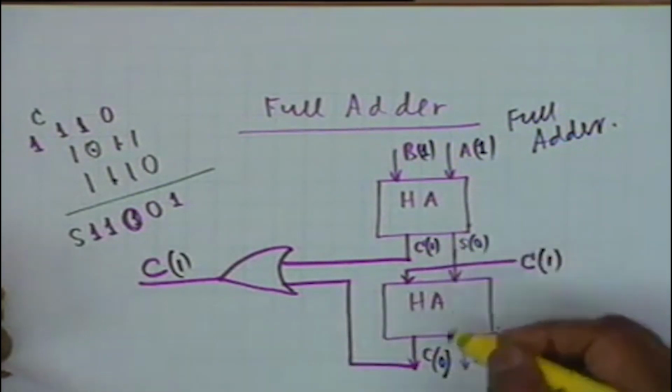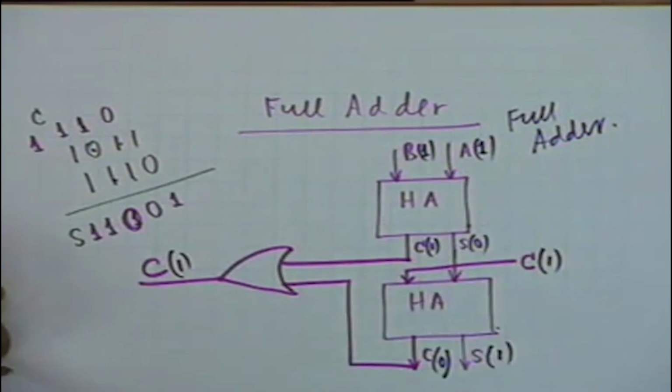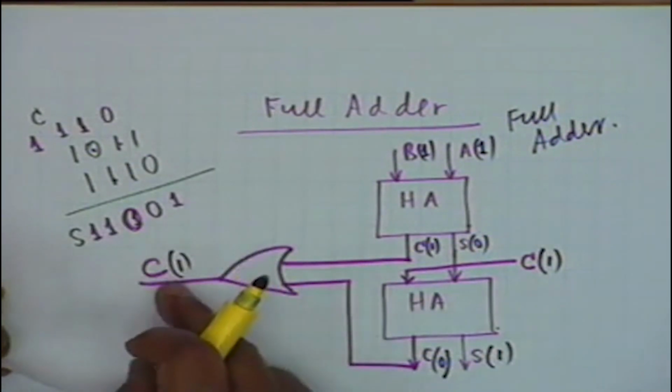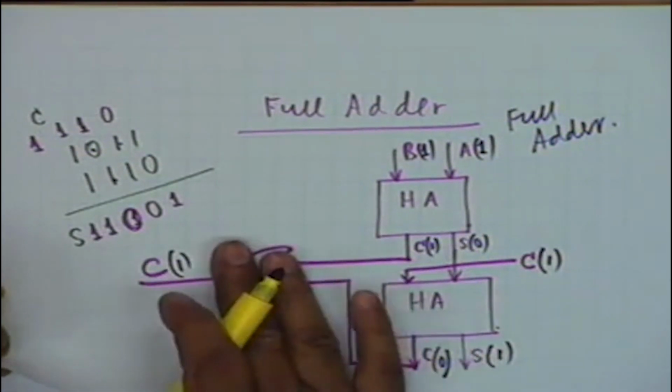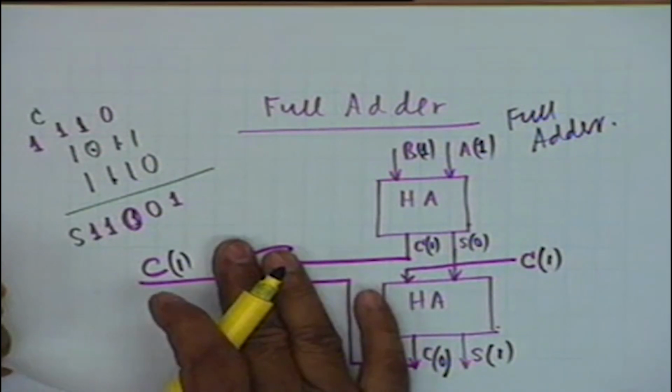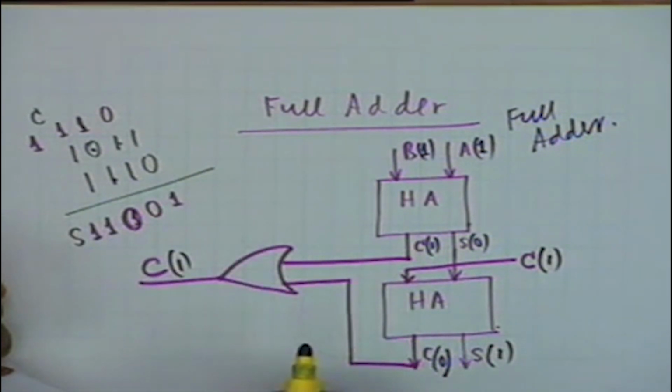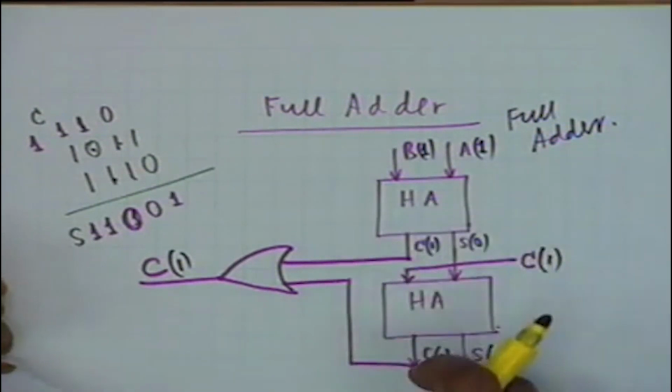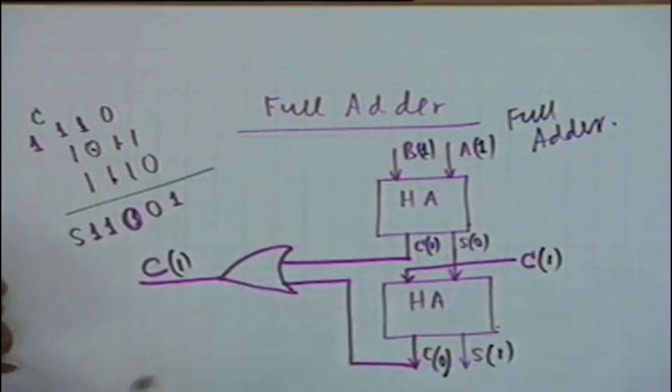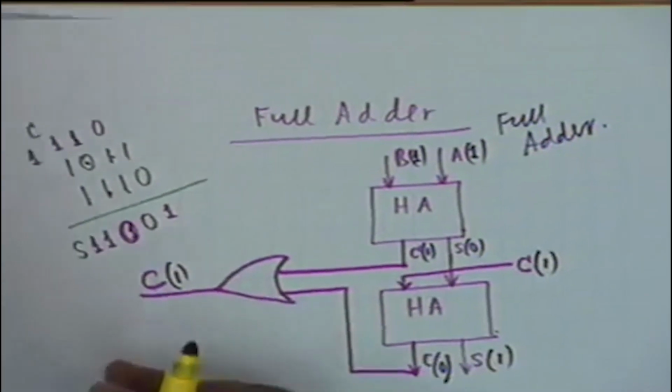Suppose this carry was 1, this carry was 1. If it was not OR, if it was an AND, this would have been 0, because if this is 1 and 0, the AND will be 0. So you require an OR. You can show that this is the circuit.